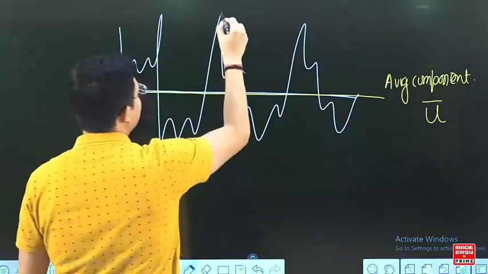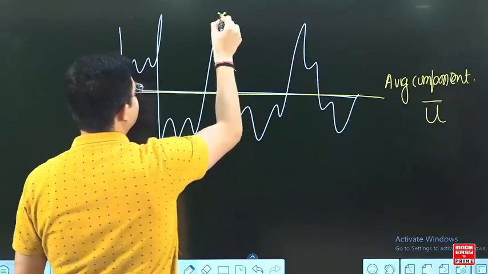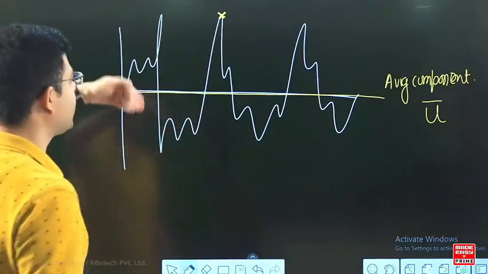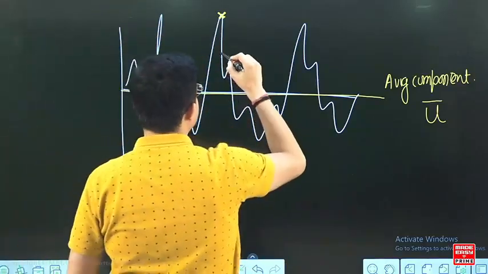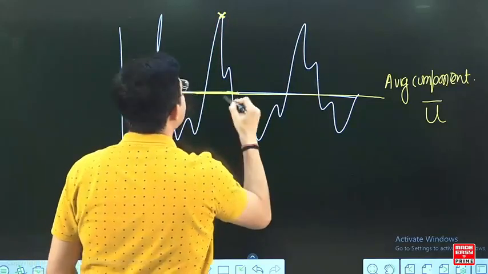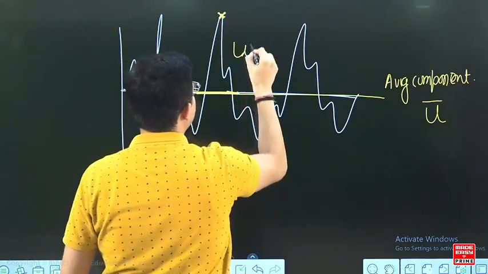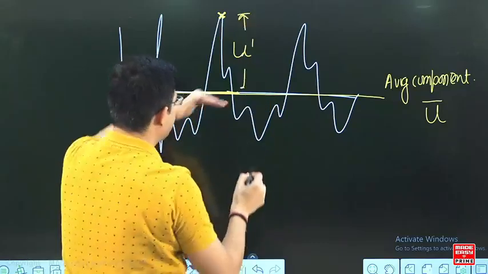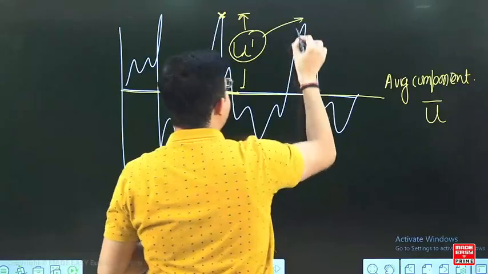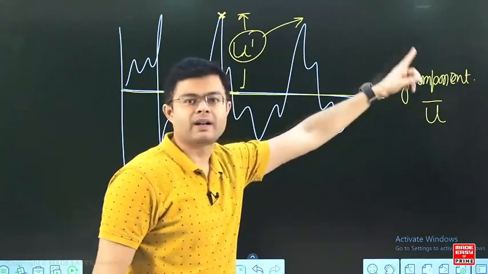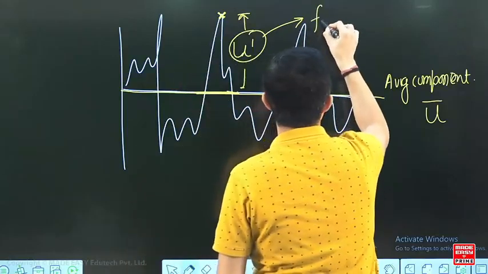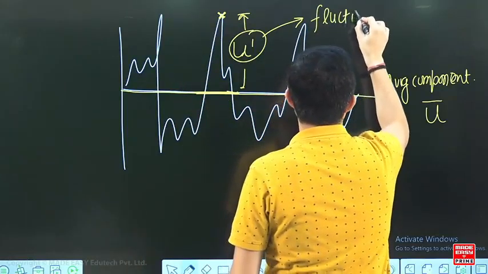For example, let us say you are writing the velocity at this point. The velocity at this point can be written as average plus the fluctuating component. So the U bar symbol represents average and the U dash symbol represents the fluctuating component of velocity.